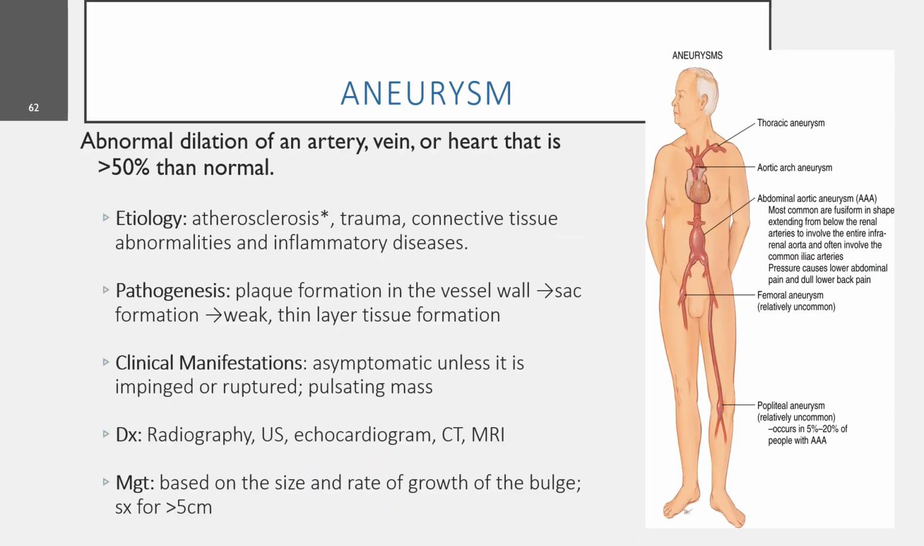Aneurysm is an abnormal dilation of an artery, vein, or heart that is more than 50% the normal size. Abnormal stretching or dilation in the wall of the artery, vein, or heart with a diameter at least 50% greater than normal, caused by vessel wall weakening due to trauma, congenital vascular disease, infection, or atherosclerosis, leads to the formation of a permanent sac-like structure. Plaque formation erodes the vessel wall, predisposing it to stretching and sac formation.